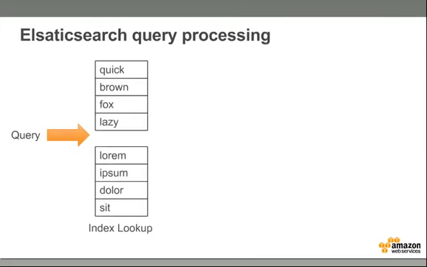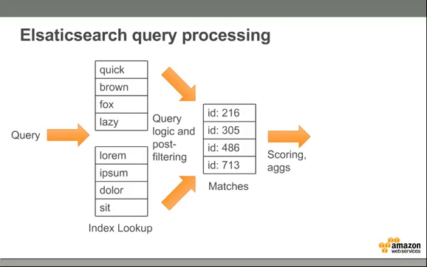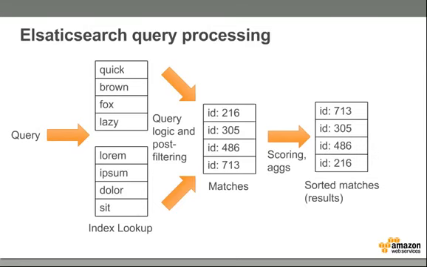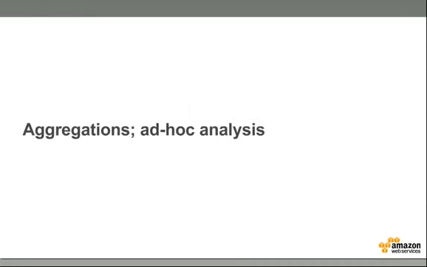So a query comes in. Again, we have an index lookup step where each of those words is looked up within its respective field index. We apply the query logic. So if I have multiple terms, I would do the intersection of all of those terms. If I have an OR, I would do the union of all of those posting lists. We apply post filtering, and then we get a set of matches. On that set of matches, we then score each of those matches and compute our aggregations on top of them and return that as our sorted result set. So this is a really quick overview. How does query processing work?